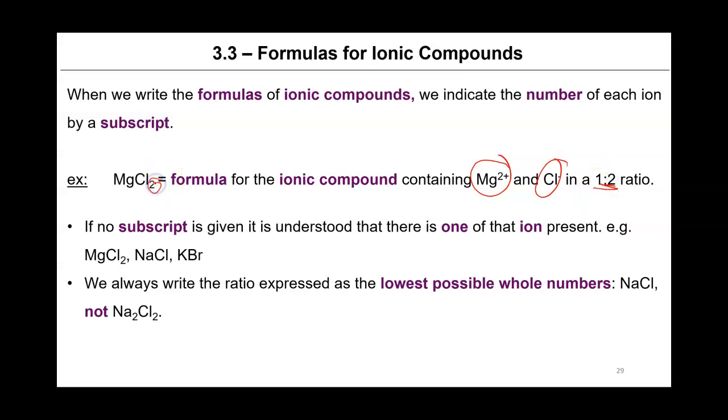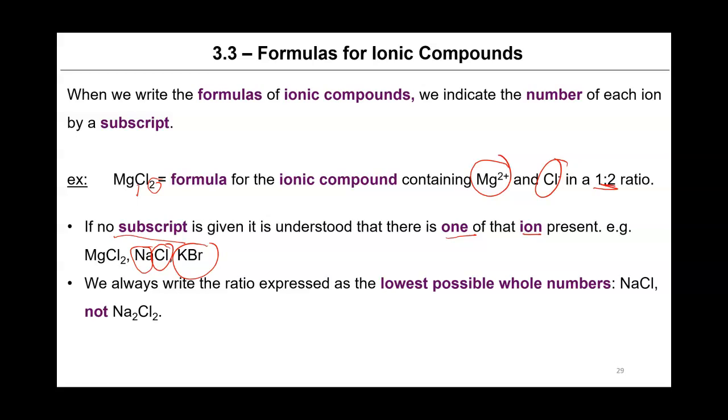That is, there is one magnesium ion for every 2 chloride ions. As you can see, if no subscript is given, it's understood that there is one of that ion present. For example, in the compound magnesium chloride, there is one magnesium ion. In the compound sodium chloride, there is one sodium ion and one chloride ion. And similarly, in the compound potassium bromide, there is one potassium ion and one bromide ion.